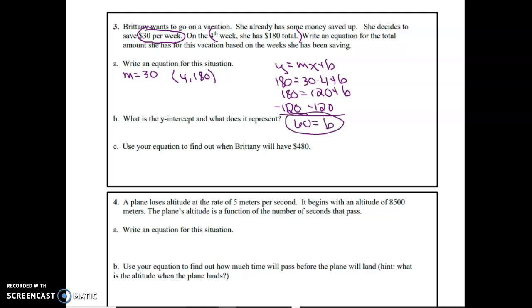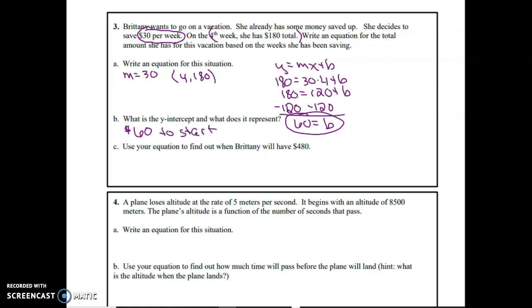So what does that mean? Go back to the story. I want the starting amount, B representing the starting amount. She already has some money saved up. So $60 is how much she already has before she starts adding $30 a week. Okay, $60 to start.